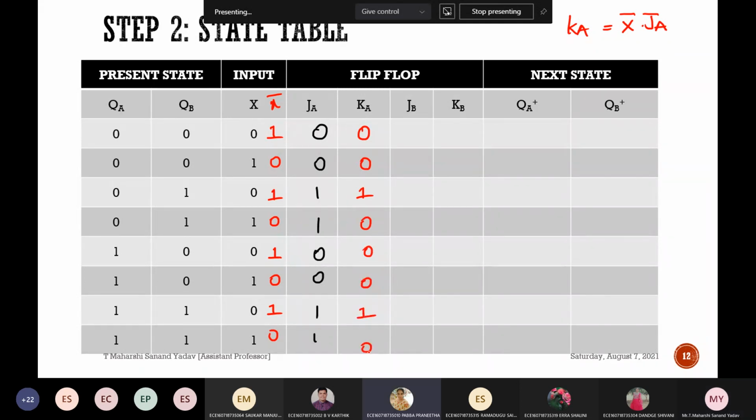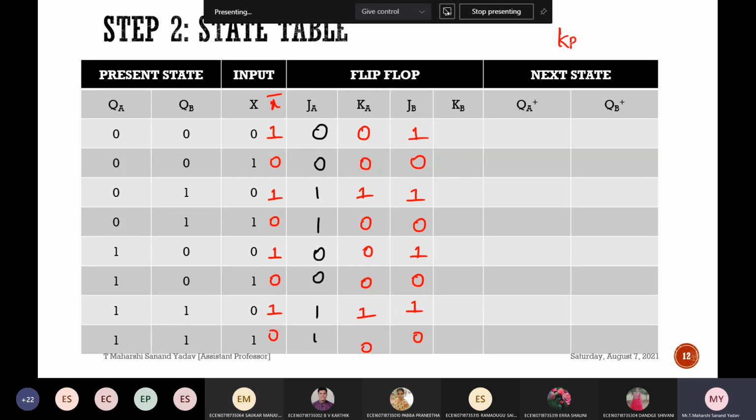Correct or wrong? So the K answer is 0, 0, 1, 0, 0, 0, 1, 0. Right. Next, the answer for JB. The JB answer that we got is X bar, so directly all the X bar answers you need to write in this column. So here it will be 1, 0, 1, 0, 1, 0, 1, 0. Next.